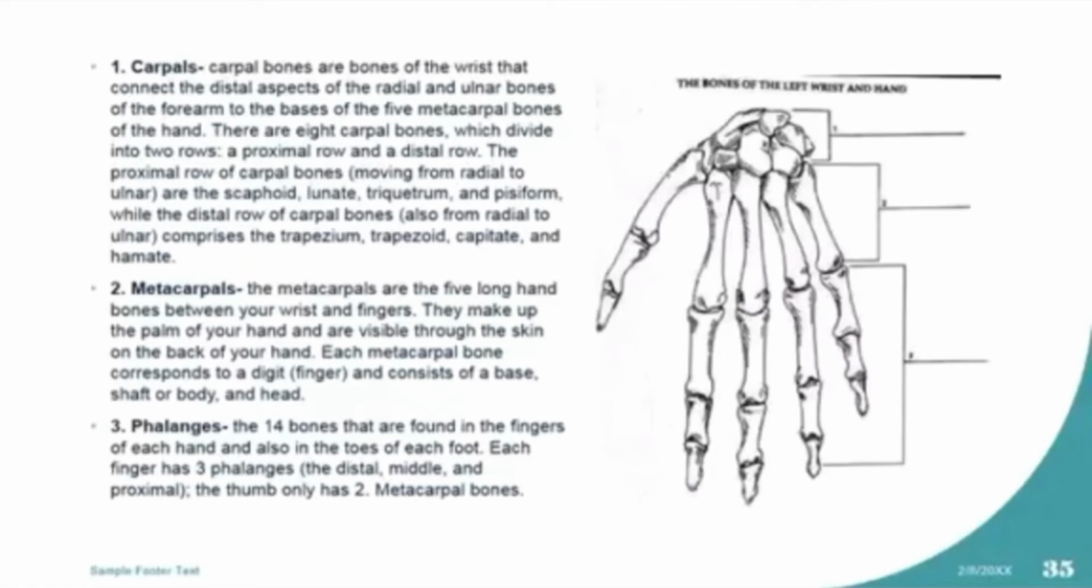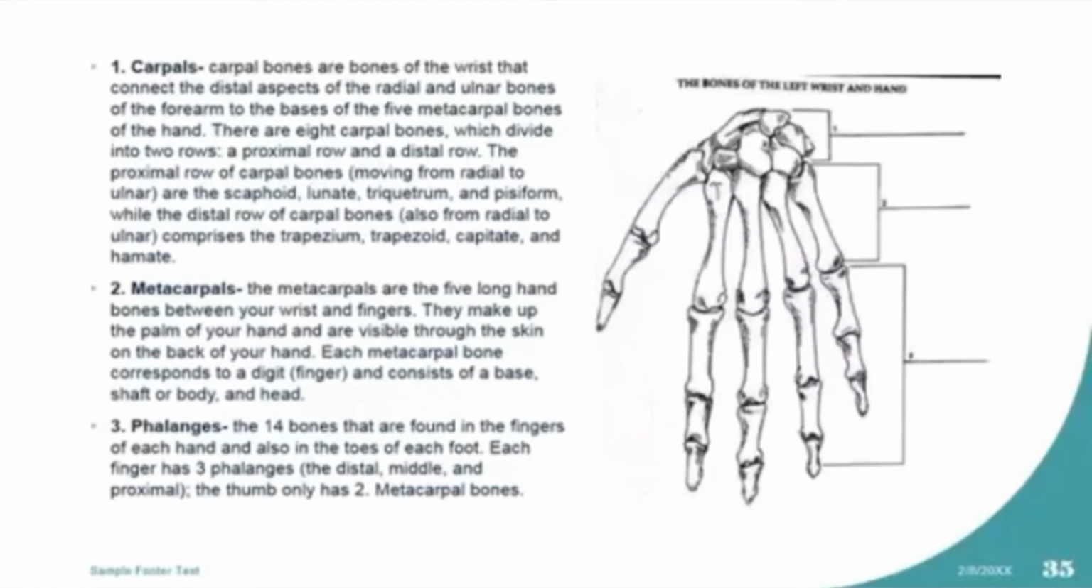The metacarpals are the 5 long hand bones between the wrist and fingers. They make up the palm of your hand and are visible through the skin on the back of your hand. Each metacarpal bone corresponds to a digital finger and consists of a base, shaft or body, and head. So, yung metacarpals is yung nasa gitna ng ating palm.